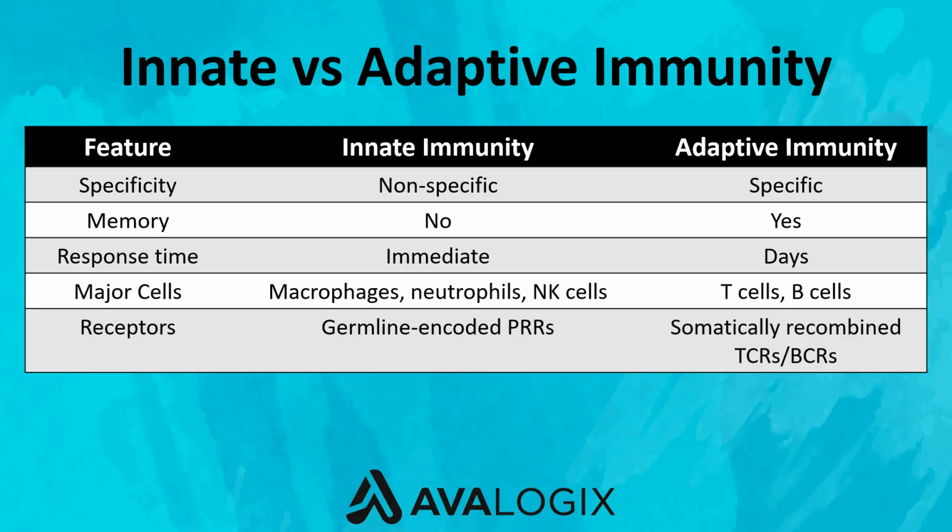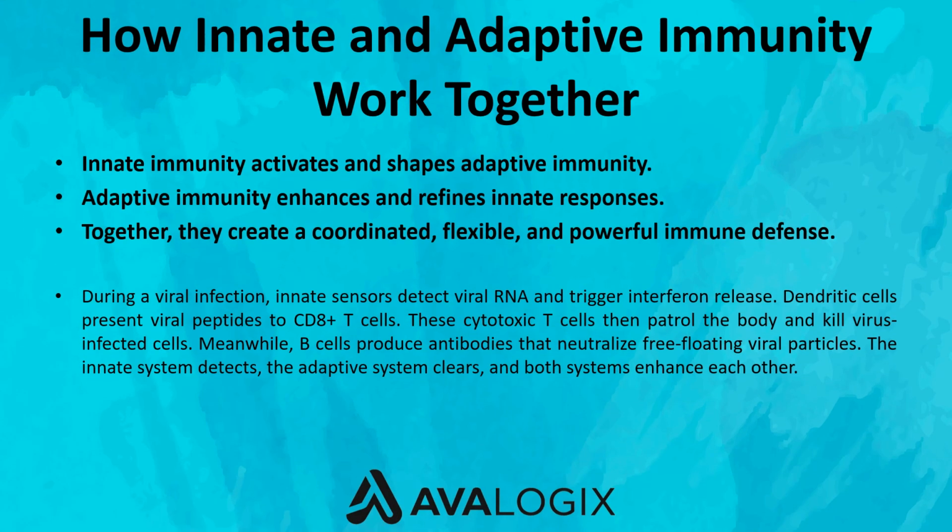Now that we've compared innate and adaptive immunity side by side, let's talk about something even more important: how these two arms of the immune system work together. Because in reality, they're not separate systems. They're deeply integrated, and they constantly communicate. Let's go back to the analogy of a defense team. The innate immune system is the first responder. It detects the problem, holds the line, and raises the alarm.